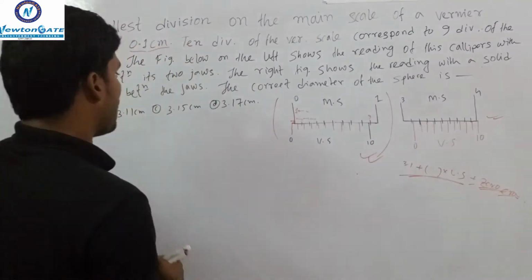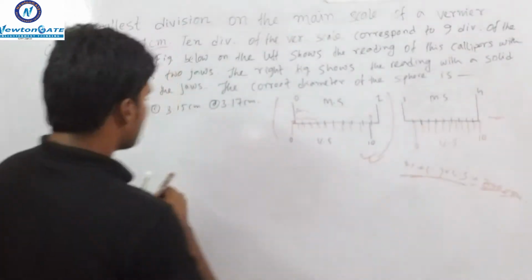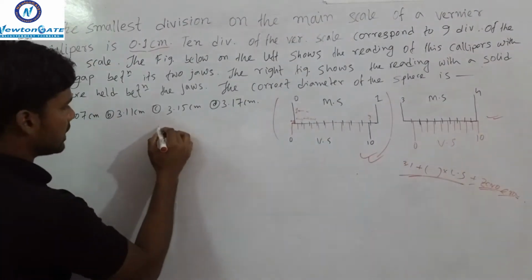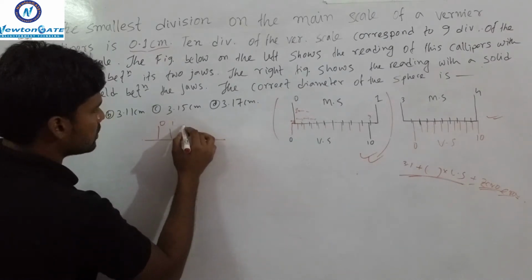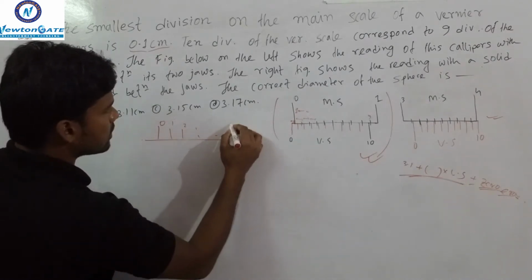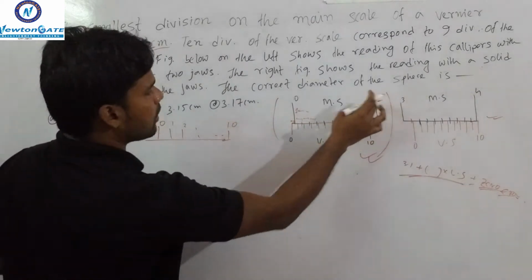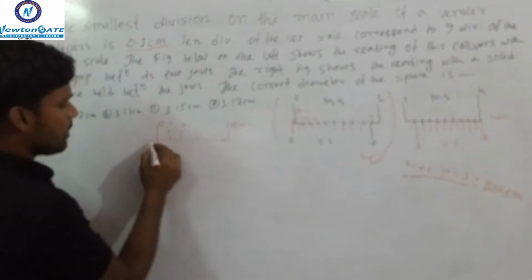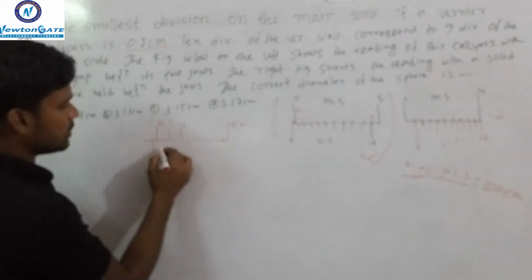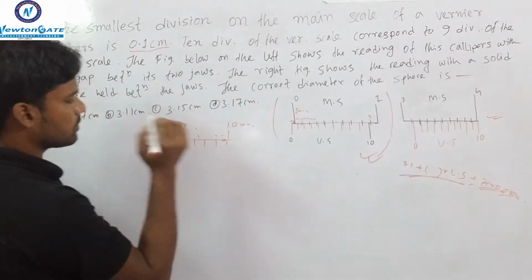Okay. Now, the zero error. Just find the zero error. That is, main scale data is here 0, 1, 2, 10. That means this is the 1 in millimeter scale, that is 10 millimeter. And vernier scale reading is here, that is 0, and so on. Okay.